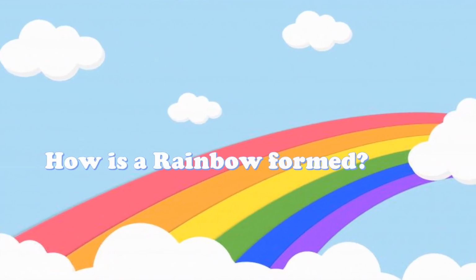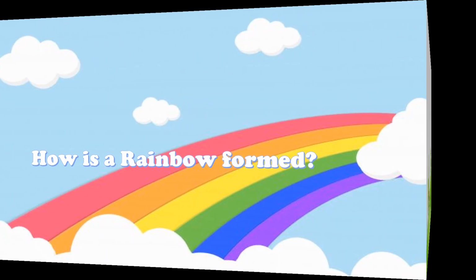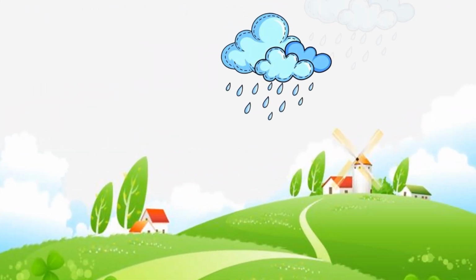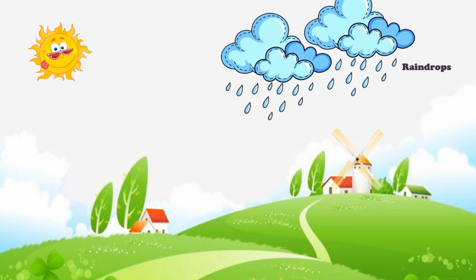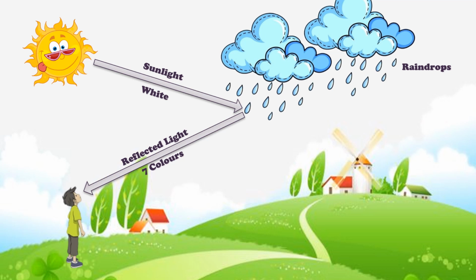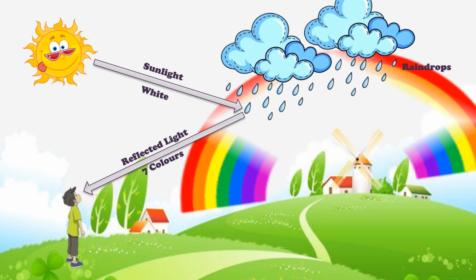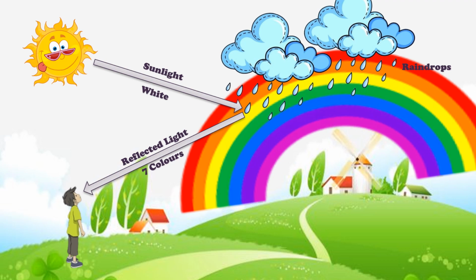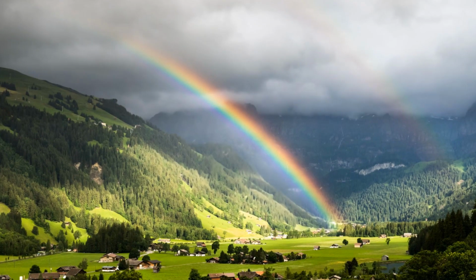How is a rainbow formed? The sun makes a rainbow when white light passes through raindrops. The raindrops act like tiny prisms. When sunlight passes through a raindrop, it bends and scatters into a band of colors. This can be reflected back to you as a rainbow. This is a real picture of rainbows.